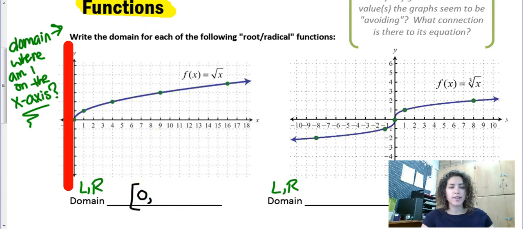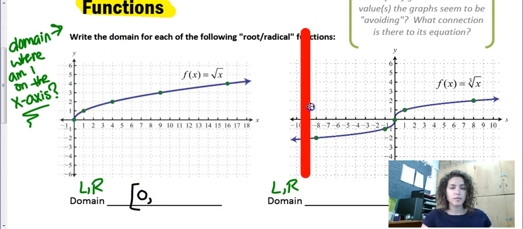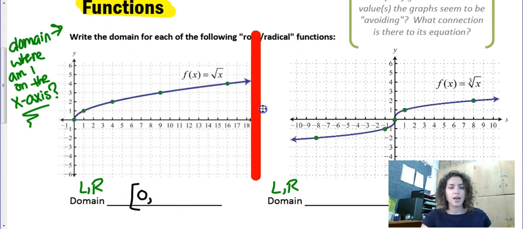Coming in from the right side, stop when I hit the graph. At first, I might think 18, but I know that it's not 18 because this arrow goes forever and ever, which would be positive infinity. We can never equal positive infinity, so that gets a parenthesis.